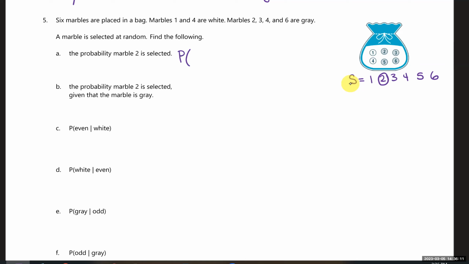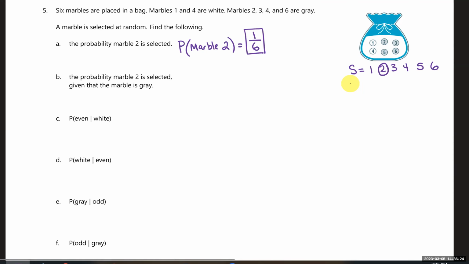So I am going to write a little notation. Writing just the answer is totally fine. I just like to have something in my notes. So the probability I pick marble 2, there's one marble 2 out of 6 marbles. And now we're just going to stay in fraction here. All right, in comparison for B, what is the probability that I get marble 2 given that, the vertical line, given that it's a gray marble. So you're only allowed to look at the gray marbles.